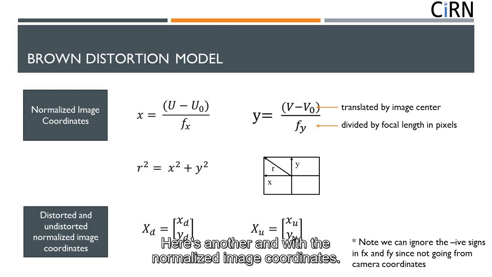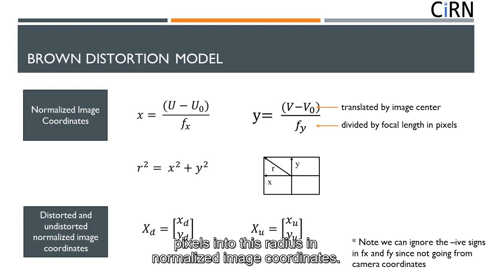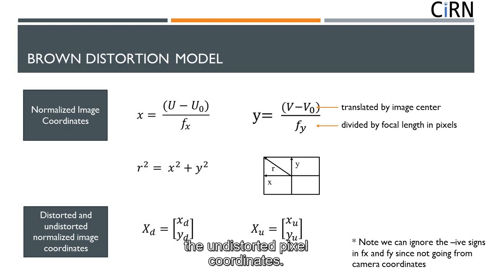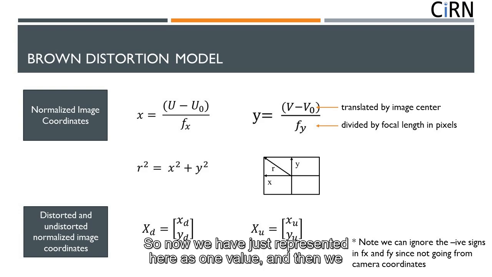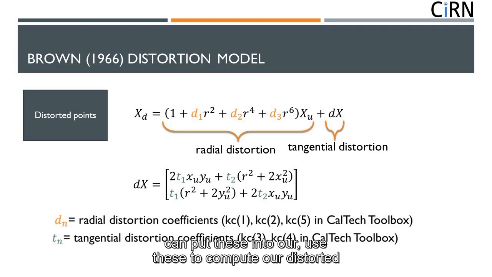With the normalized image coordinates, we can compute a radius. That's translating the pixels into this radius in normalized image coordinates. We can do this for the distorted pixel coordinates and the undistorted pixel coordinates, so now we have it represented here as one value. Then we use these to compute our distorted points.